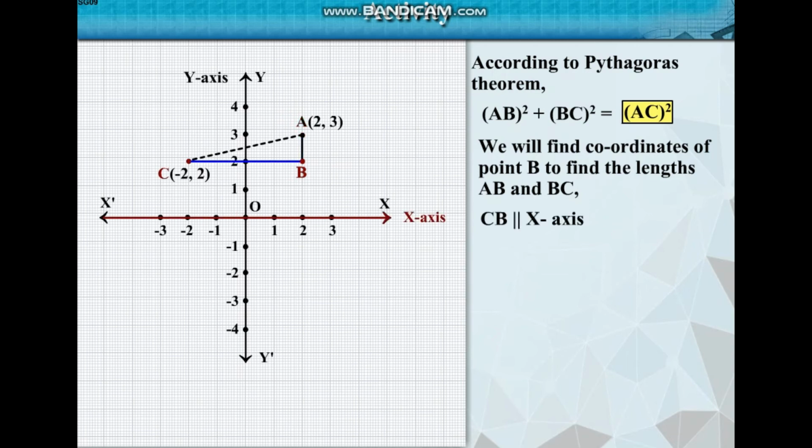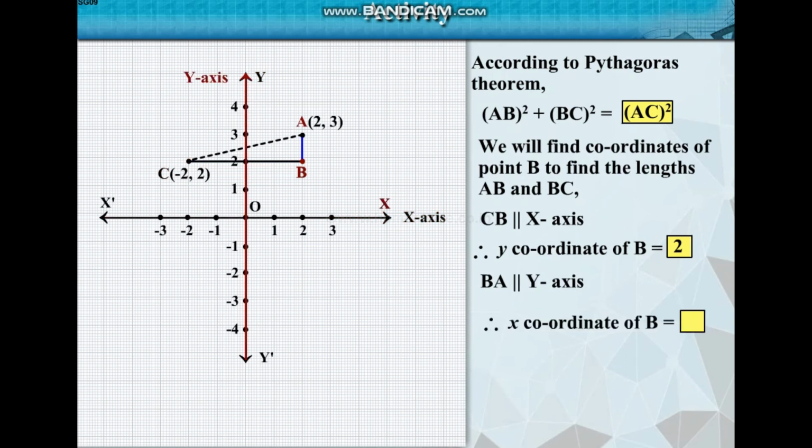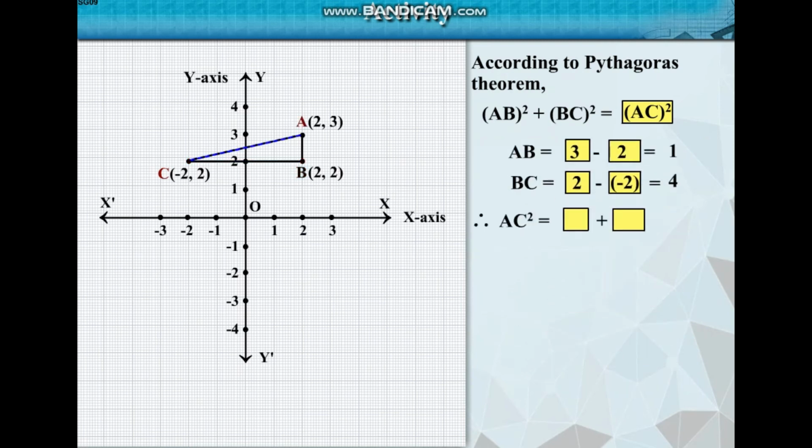CB is parallel to the x-axis. Therefore, y-coordinate of B is equal to 2. BA is parallel to the y-axis. Therefore, x-coordinate of B is equal to 2. AB is equal to 3 minus 2, which is equal to 1. BC is equal to 2 minus (-2), which is equal to 4. Therefore, AC square is equal to 1 square plus 4 square, which is equal to 1 plus 16, which is equal to 17. Therefore, AC is equal to root of 17.